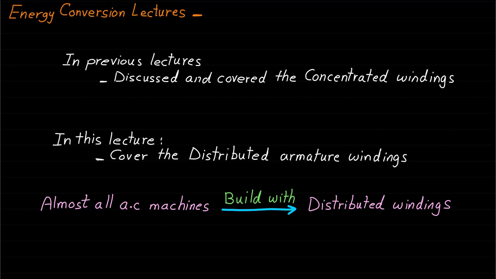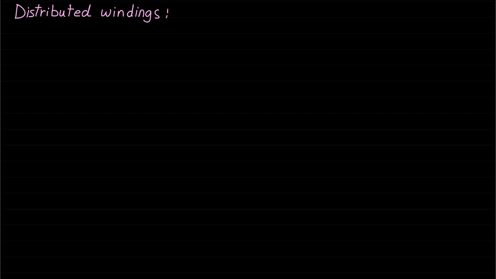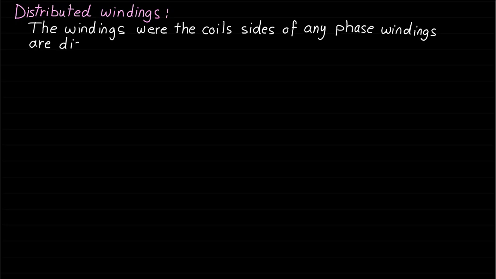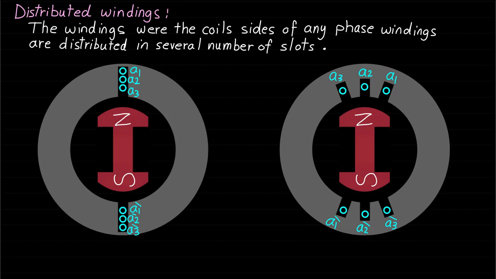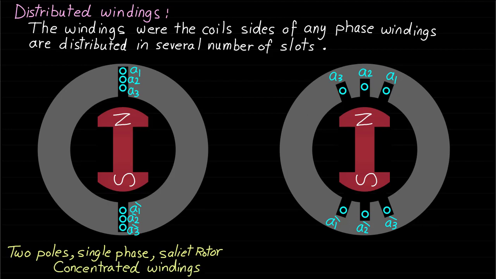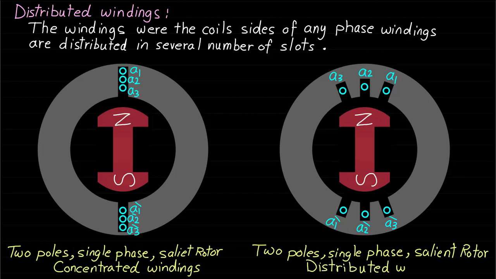As mentioned before, the distributed armature windings can be defined as the windings where the coil sides of any phase winding are distributed in several slots instead of concentrated in one slot. Let's give more details. These two figures show two synchronous machines. The first machine represents a two-pole single-phase synchronous machine with salient pole rotor and concentrated armature windings. The second machine represents a two-pole single-phase synchronous machine with salient pole rotor and distributed armature windings.